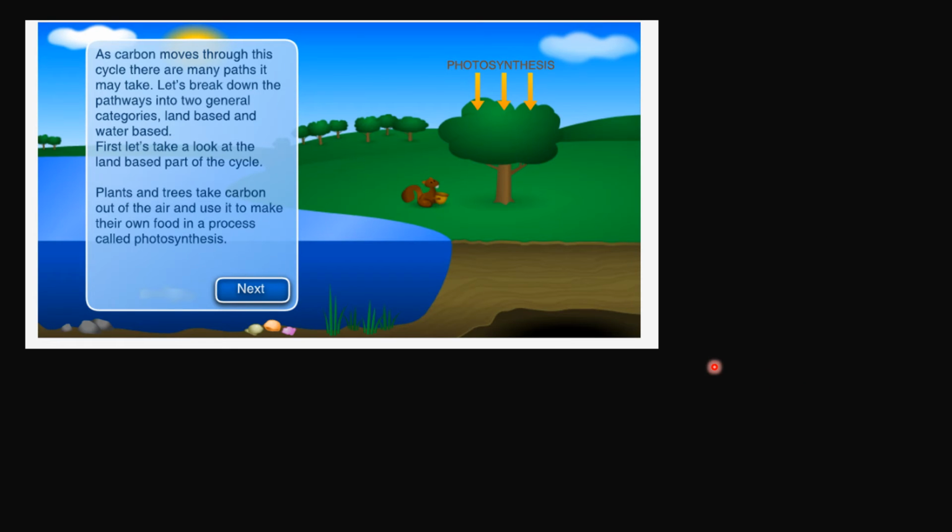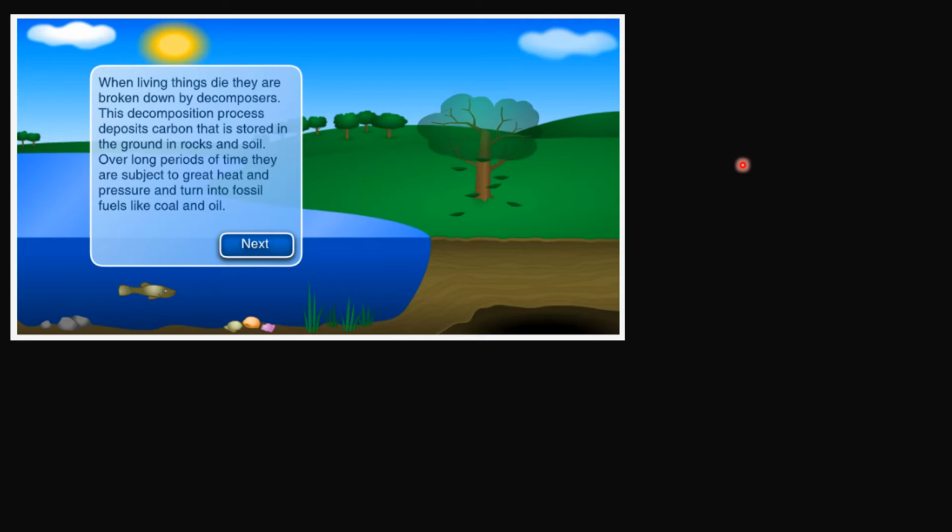So let's take a look at some of this again. Let's review the carbon cycle a little bit. So photosynthesis, right? This is when plants are making food. They take in carbon dioxide from the air for photosynthesis. So other creatures might come in and eat the plants, and so they also take some of that carbon. When these living things die, they are broken down by decomposers, right? The decomposition process deposits carbon that is stored in the ground and rocks and soil.